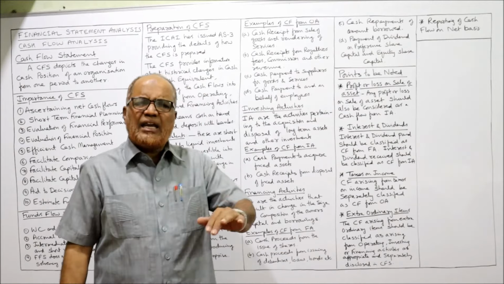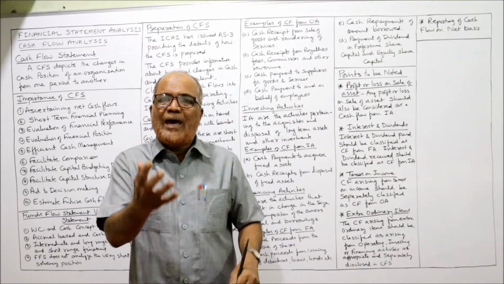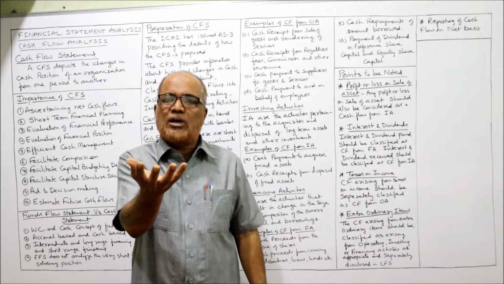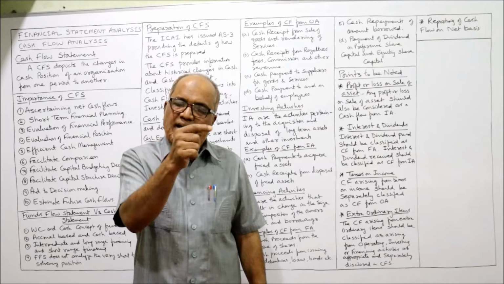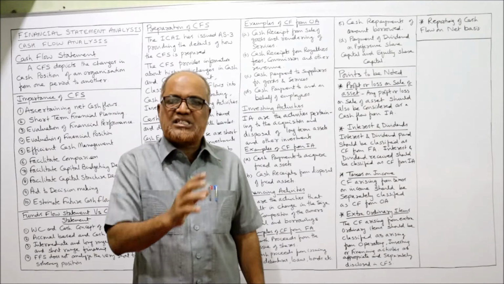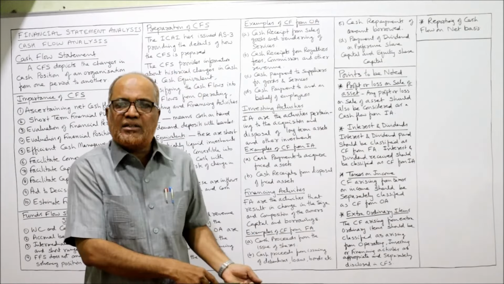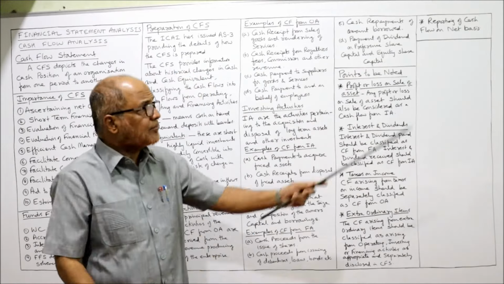Extraordinary items. If any extraordinary items are there, then we have to see where this extraordinary item is falling. Is it a part of operating activity? Is it a part of investing activity? Or is it a part of financing? Accordingly, we have to treat the extraordinary item.